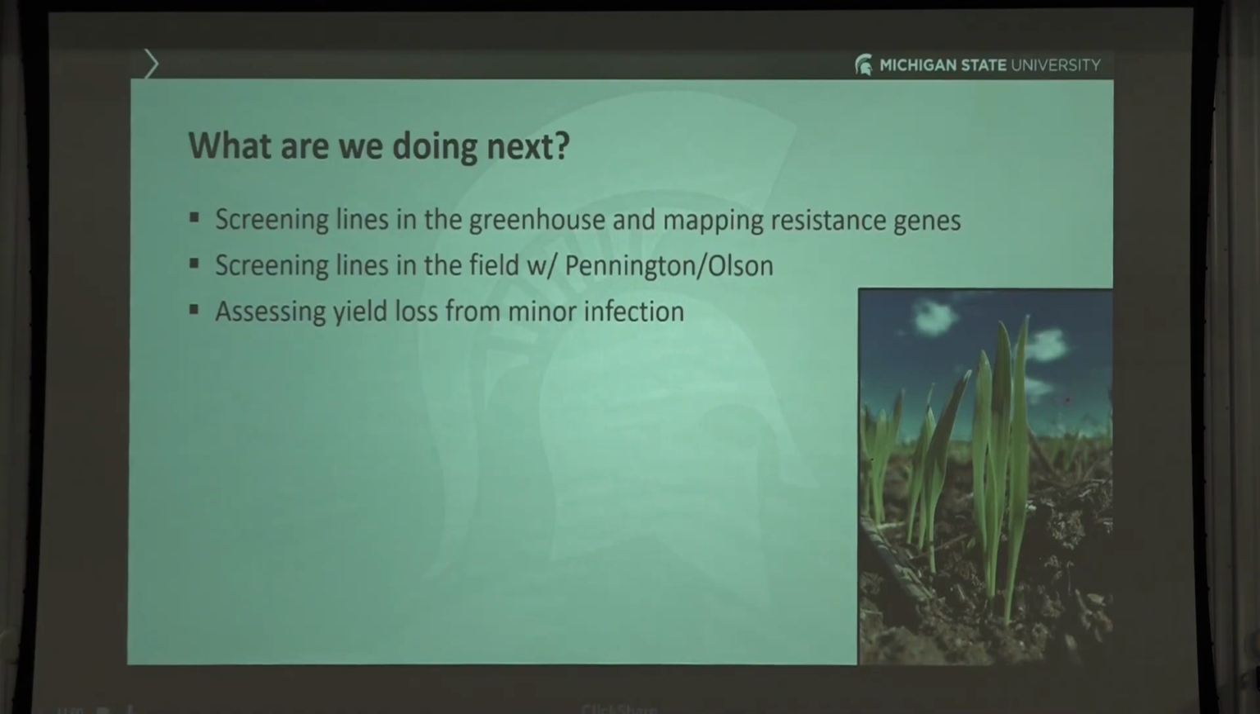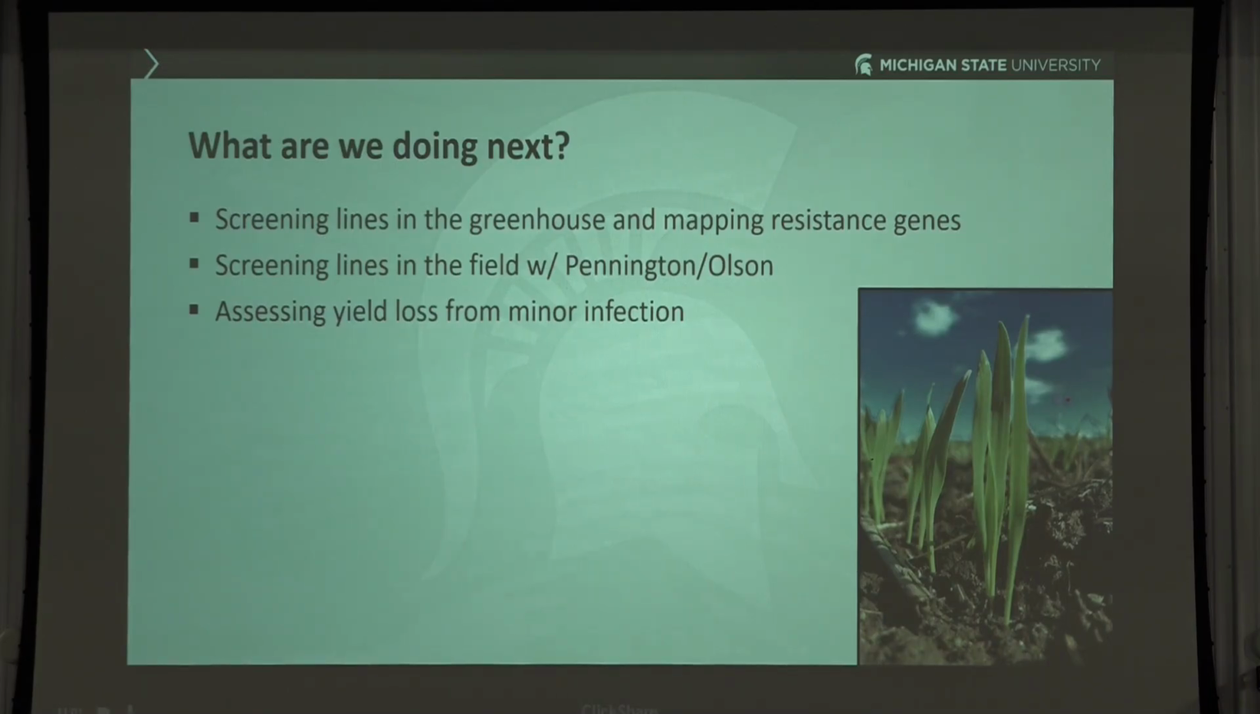The other thing that's very challenging here is that I can take that wheat streak mosaic virus, and I could come to your farm if you wanted, and I could inoculate plants and demonstrate to you that, yeah, we can lose 50% of yield, right? So we know it can, and you guys probably know that this can be a problem.